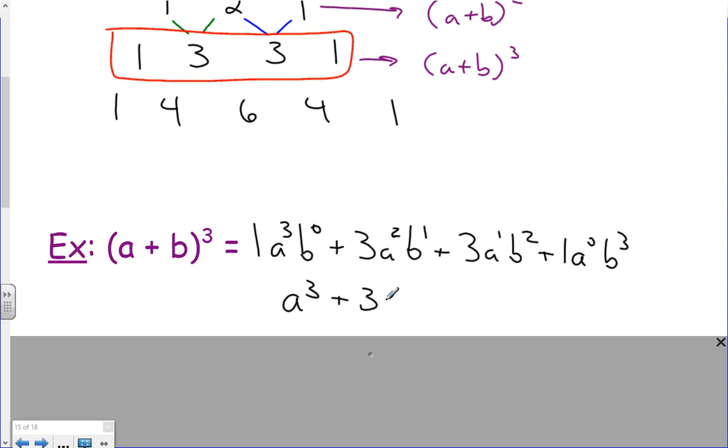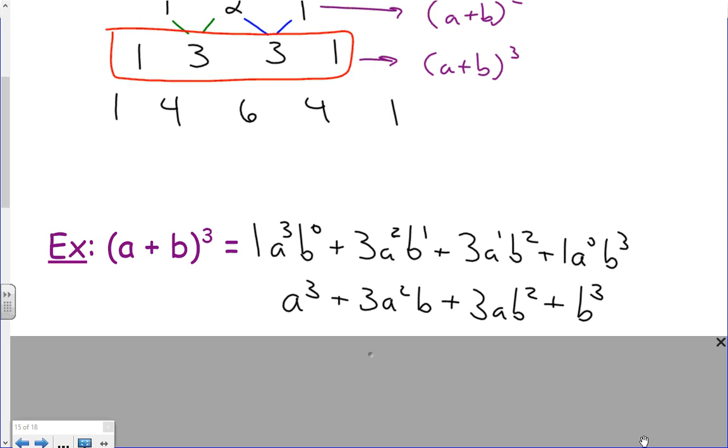Here I'll write this as 3a squared. I don't need b to the 1st, so I can just say b. Here I can write it as just 3a. I don't need the 1st power written down there, times b squared. And finally, at the end, I don't need the 1. I don't need the a to the 0. This is really just b cubed. And again, that's exactly what we had on the previous slide.